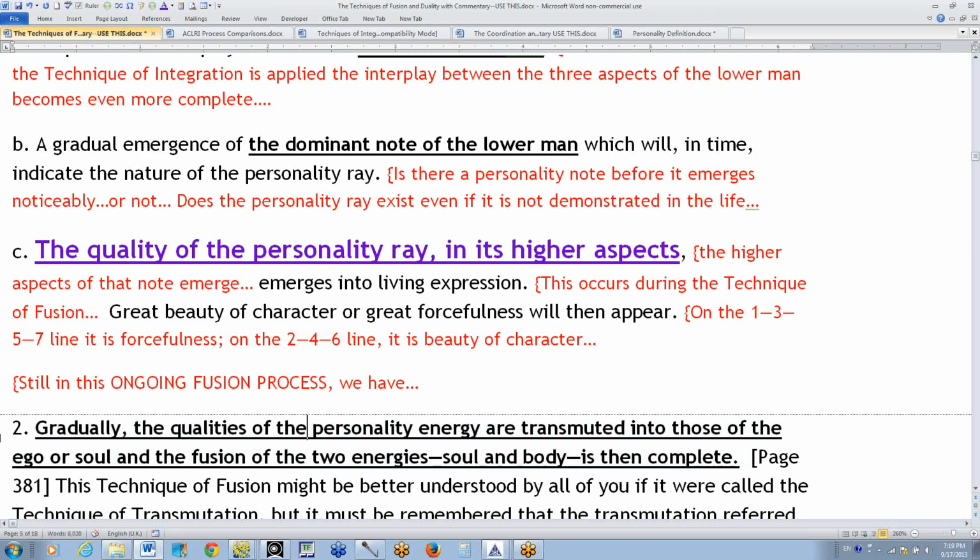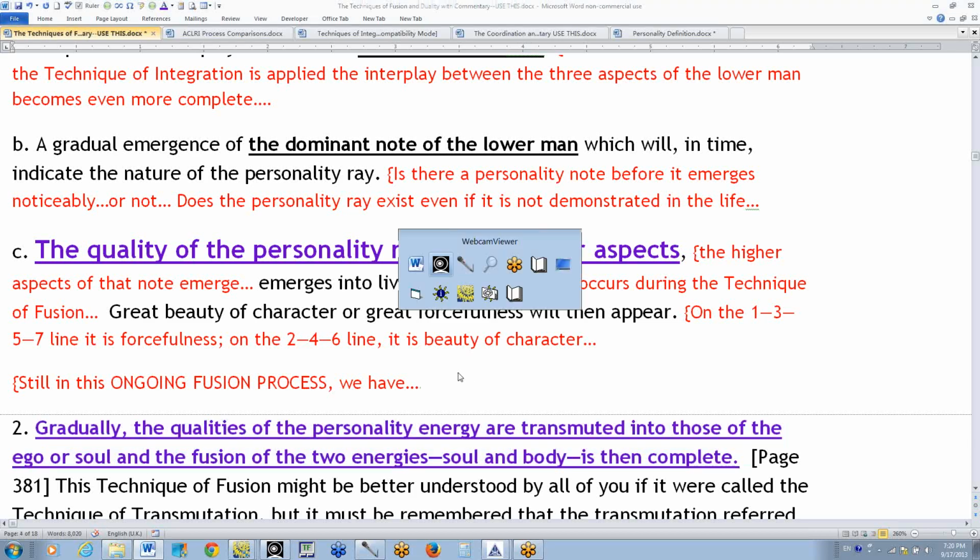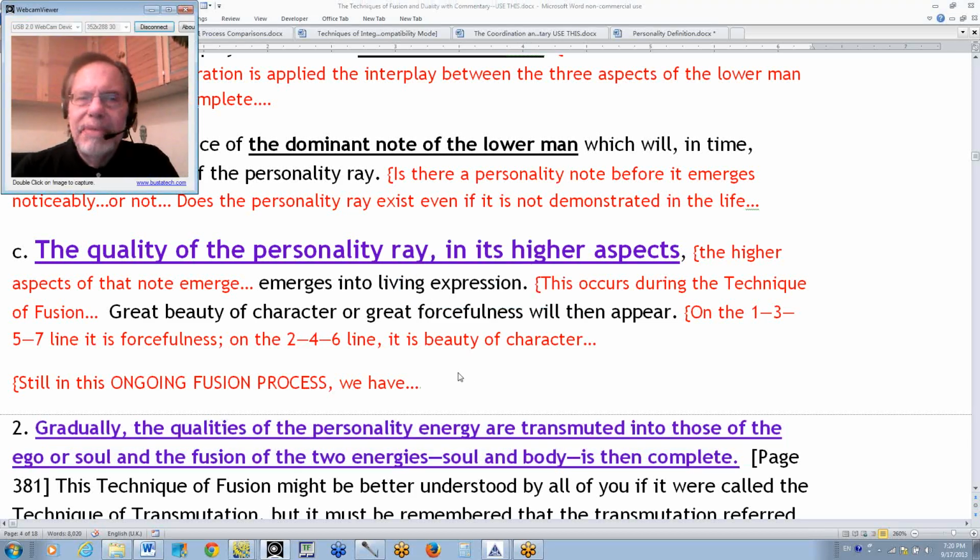The gradually, well, I'm going to put it in purple. Getting to like purple here, maybe the sign of an impending Seventh ray personality, you never know. Doubtful, but could happen. Gradually, the qualities of the personality energy are transmuted into those of the ego or soul.